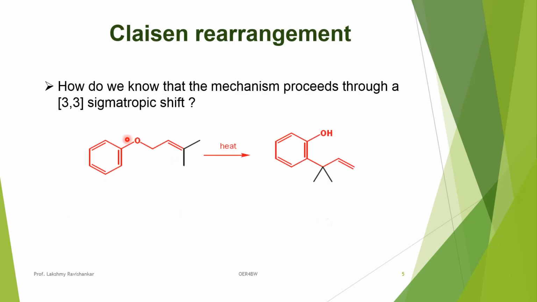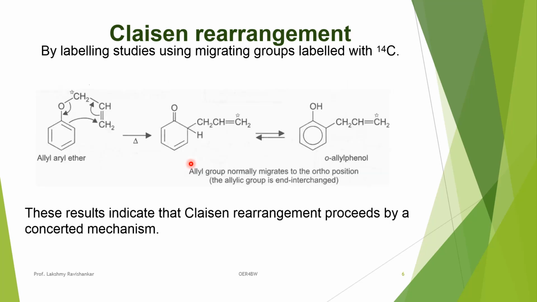But how do we know exactly that the reaction proceeds through a concerted mechanism involving a 3,3 sigmatropic shift and not a polar mechanism? And this has been done by doing labeling studies.